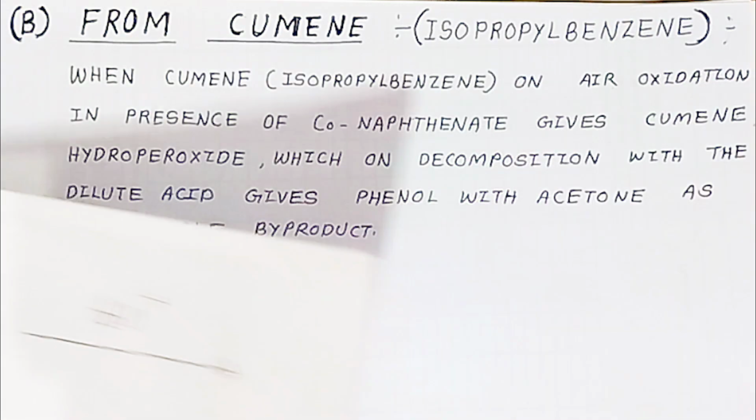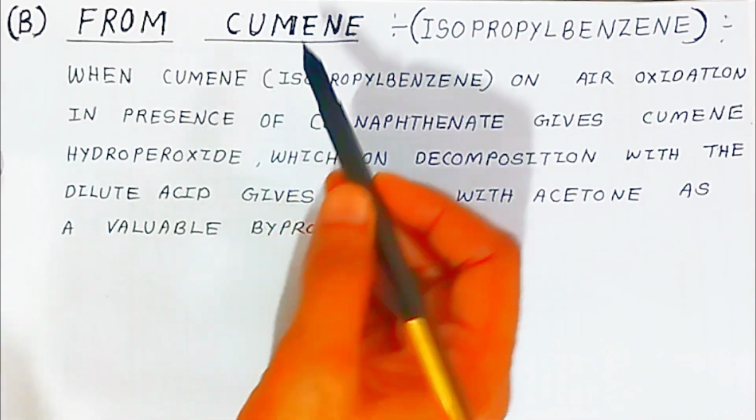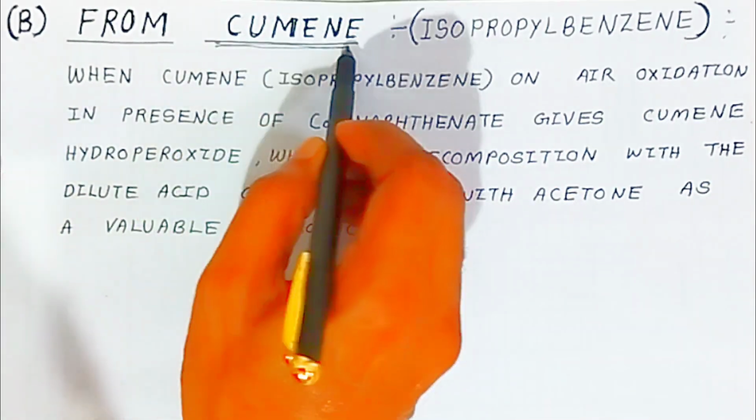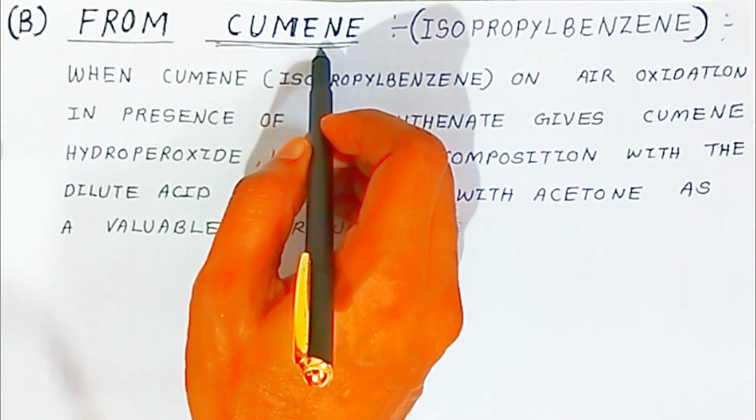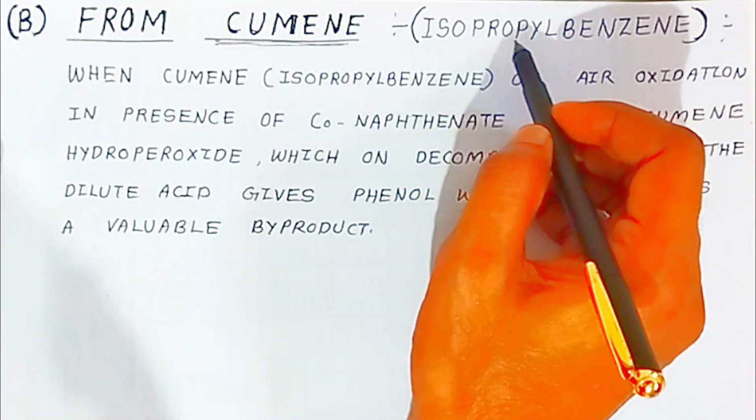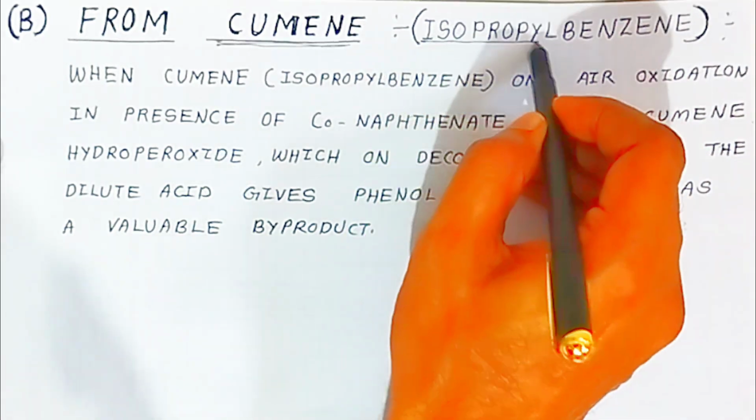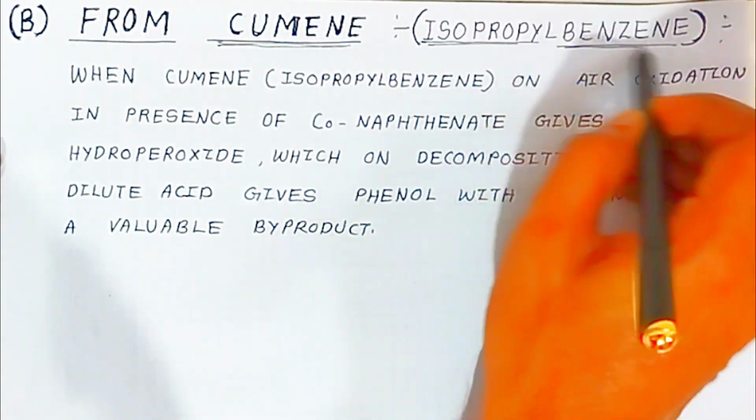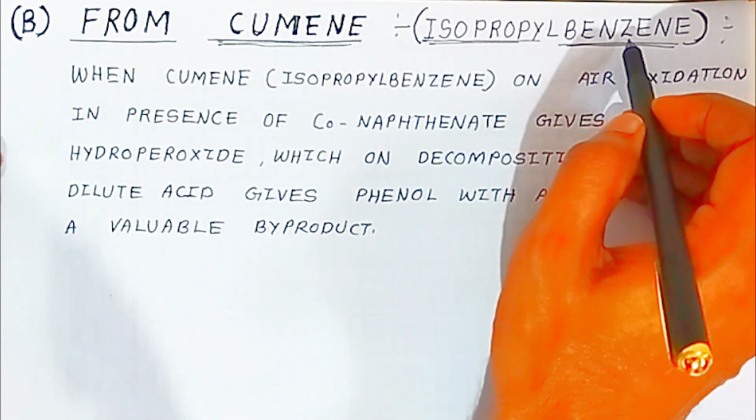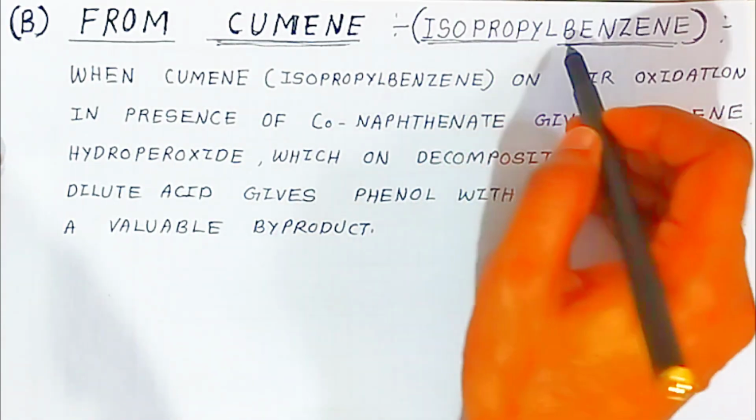The second raw material that we are going to use is called cumene. Cumene is the common name, students. When you see the IUPAC name, or you can say the chemical name, it is isopropyl benzene. Since benzene is attached to the isopropyl group, it is called isopropyl benzene.